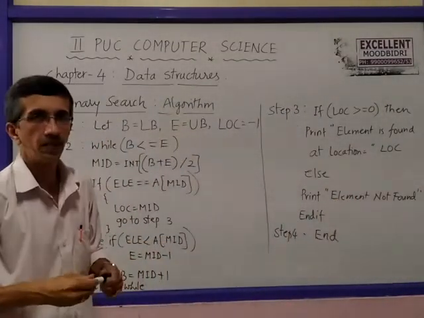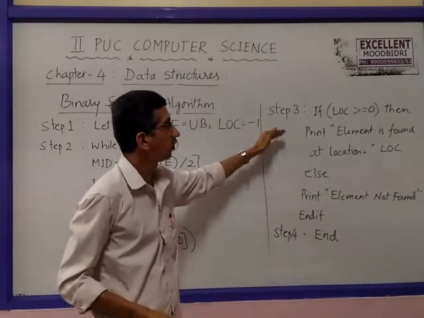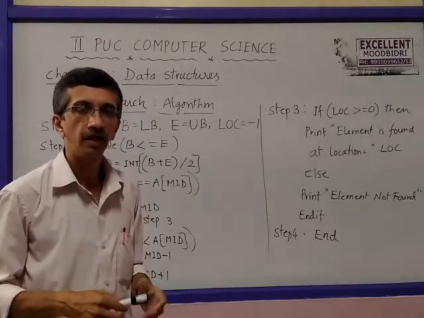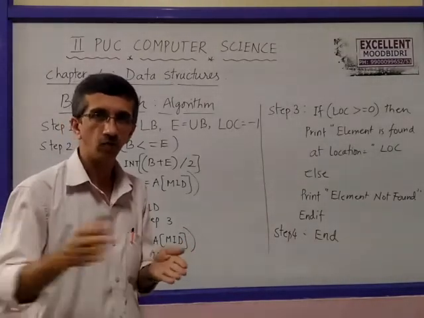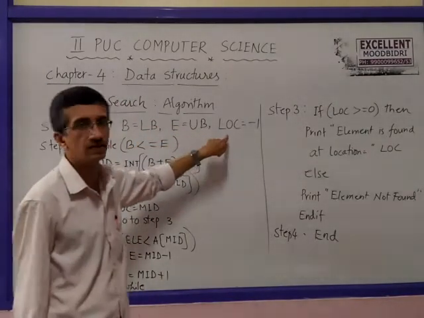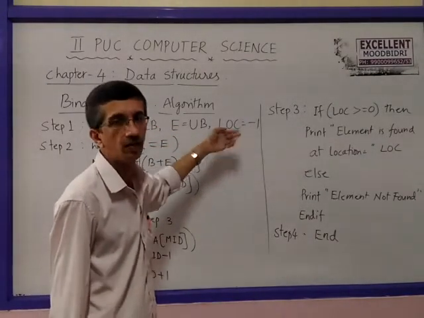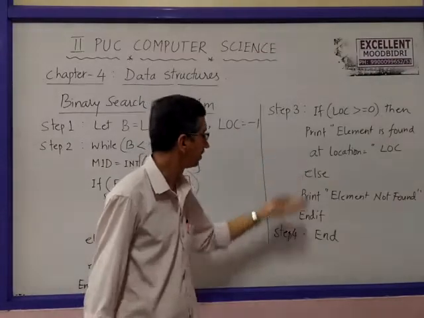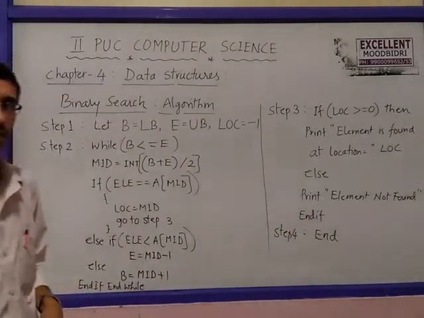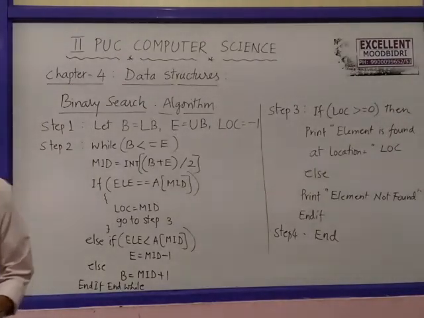So the last step 3 is just to check the value of location. If it is found to be more than or equal to 0, that means the item is found in the array, starting with the 0 index. It can be found anywhere. If not, the location value, as set earlier, remains at -1, in which case it displays element is not found. Yes, hope you have understood the algorithm. Then let us write the program.